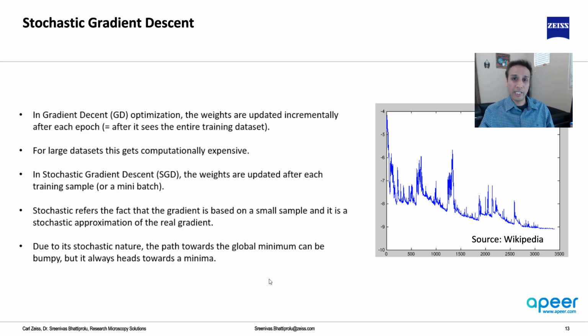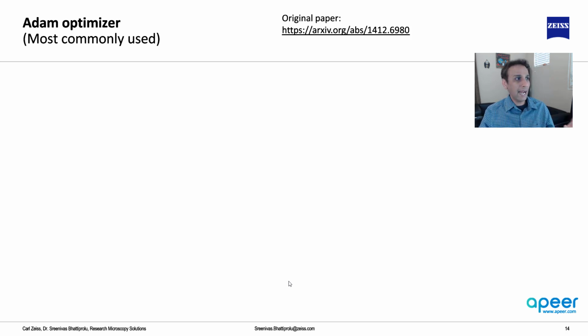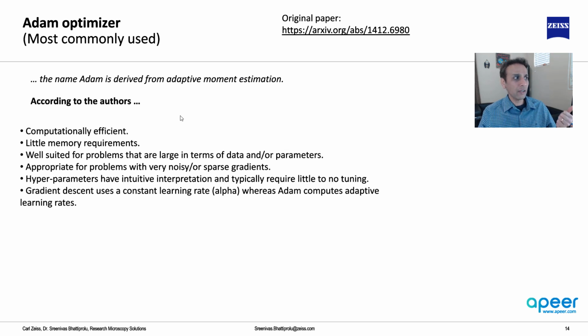So this is stochastic gradient descent, and there are a lot of variations of stochastic gradient descent, and ADAM is one of those modifications, or it actually uses stochastic gradient descent, but there are certain advantages. I'm taking certain excerpts from the paper published by the original authors. ADAM is derived from adaptive moment estimation. And here are the key benefits of ADAM over stochastic gradient descent.